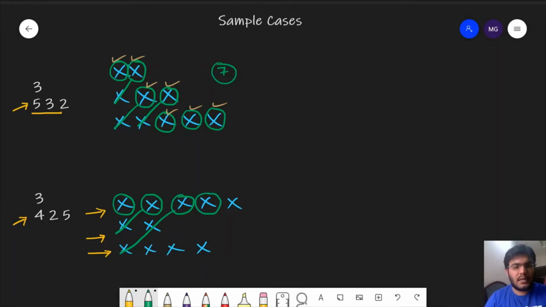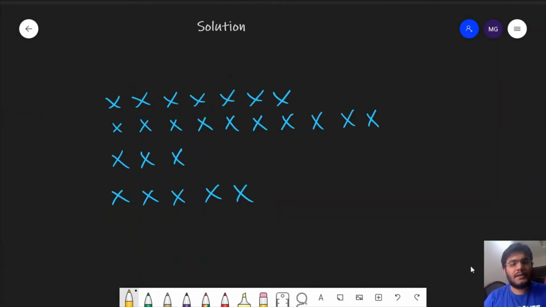For this particular cell, no other cell can be marked because there is no one present here. And for this also, we cannot mark any other cell. Similarly, for these cells also, they cannot be included in any other step. So if we see the answer for this particular case, we have 1, 2, 3, 4, 5, 6, 7, 8. We have 8 steps in order to mark all of the ones in this grid. So let us see how we can approach this particular problem.